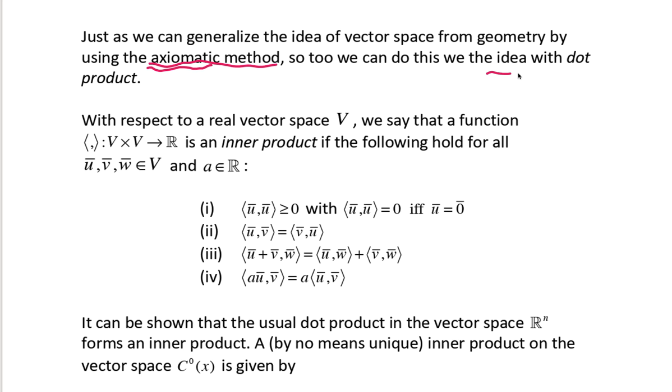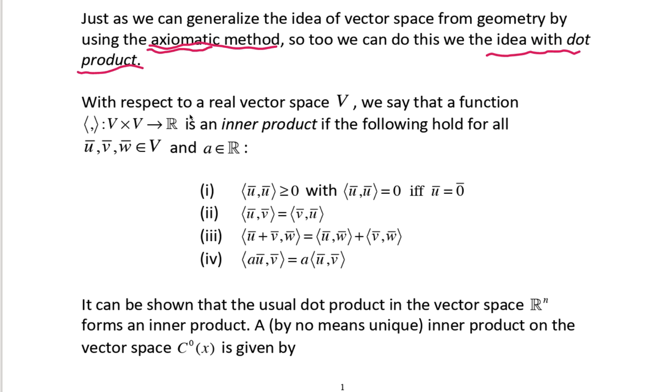Endlessly, okay? We can generalize the idea of dot product, okay? And I'm going to throw this in here, okay? People do this. With respect to, again, a real vector space, you can do all this stuff over complex vector spaces, but the definitions change slightly, okay?